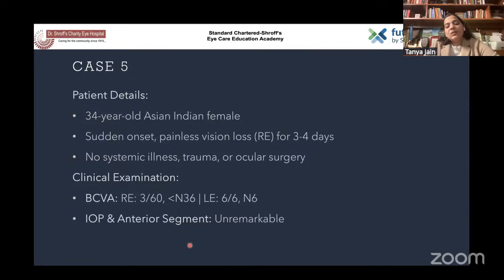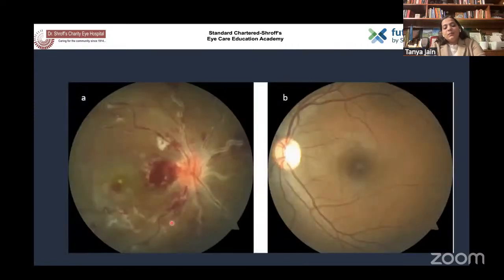Another case is, so now we have from this, we go on to another case. This is a 34-year-old Asian female who has come to us with painless diminution of vision for right eye for 3 to 4 days, no other systemic illness. Her right eye is 360, left eye is 6/6. So if you see this picture, the first thing that should come to your mind is definitely there is a lot of vasculitis, but do you see these cotton wool spots? A lot of cotton wool spots along with hemorrhages, and the appearance is almost like a frosted branch. The frosted branch means most of the vessels have continuous sheathing.